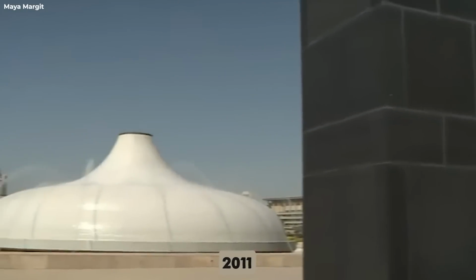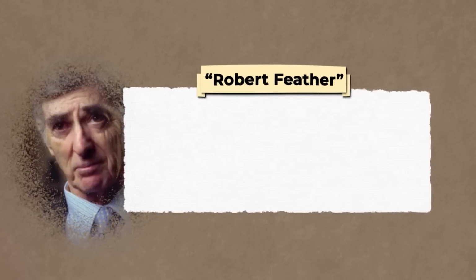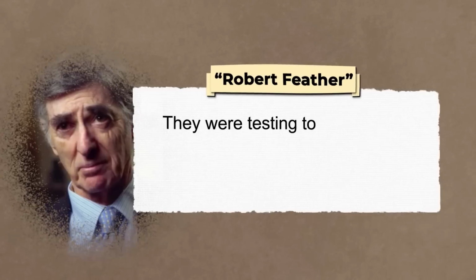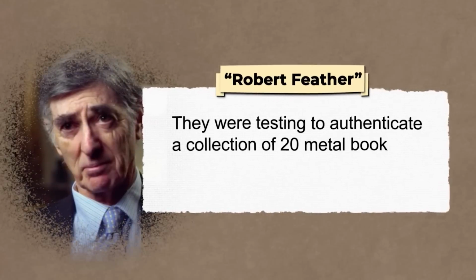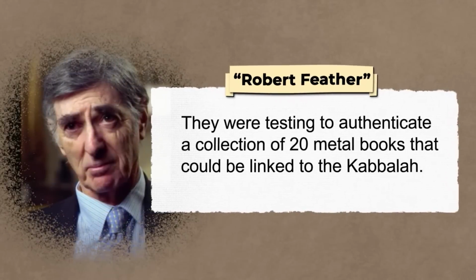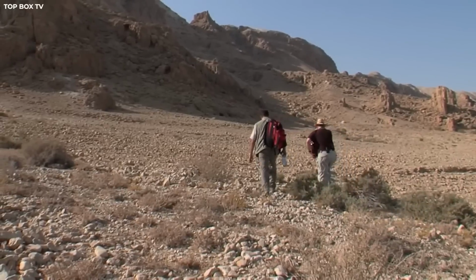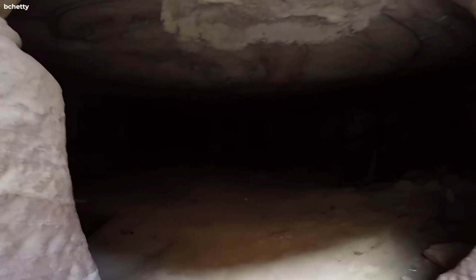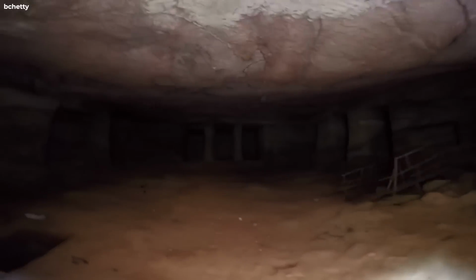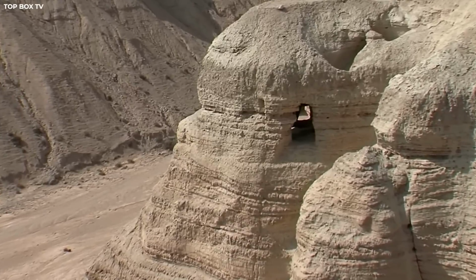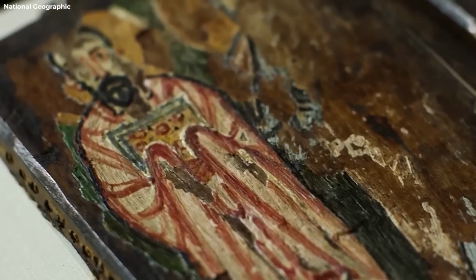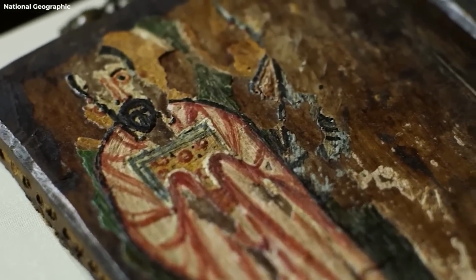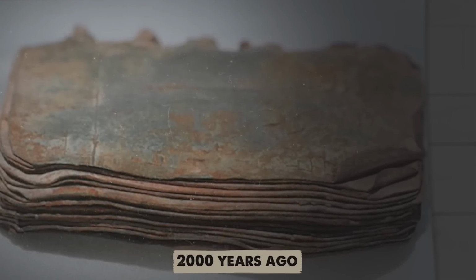On March 3, 2011, the Jewish Chronicle ran an interview with metallurgist Robert Feather, who said that they were testing to authenticate a collection of 20 metal books that could be linked to the Kabbalah. The items were in the possession of an Israeli Bedouin farmer, Hassan Saeda. According to Hassan, the codices had been discovered by his grandfather in a cave almost a century ago. The story also stated that a leather piece from the codices had already been dated to 2,000 years ago.